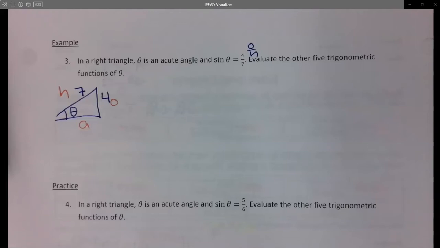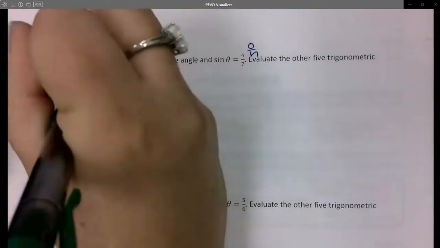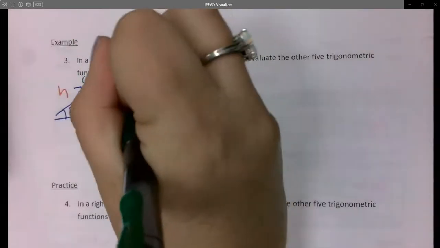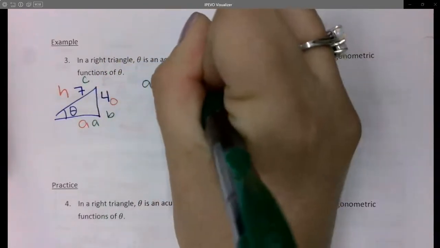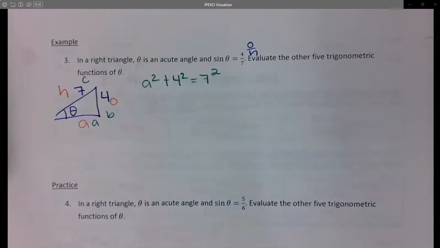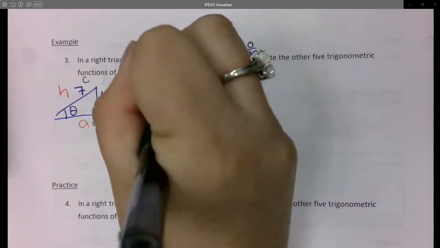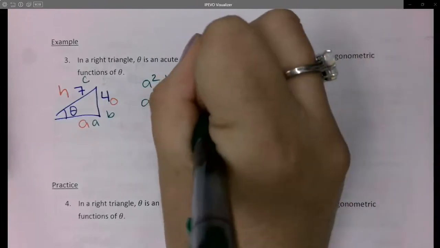Then I want to use the Pythagorean theorem to find the missing side. I'm going to make this A, this B, and this one has to be C. So I'm going to plug in. I'm going to have A squared plus 4 squared equals 7 squared. A squared stays the same. 4 squared is 16. 7 squared is 49.